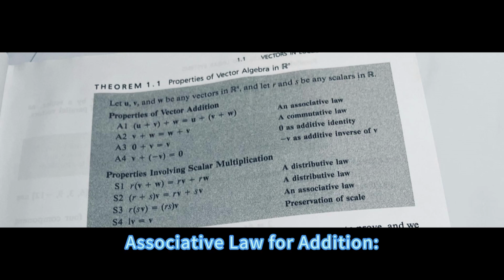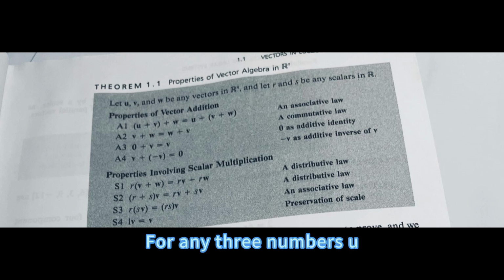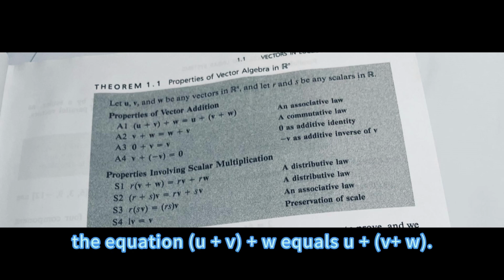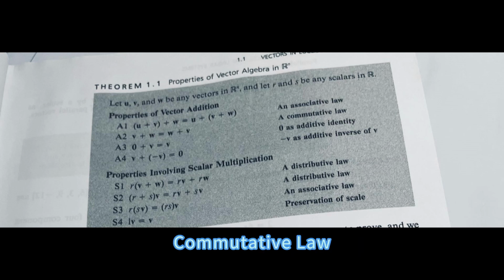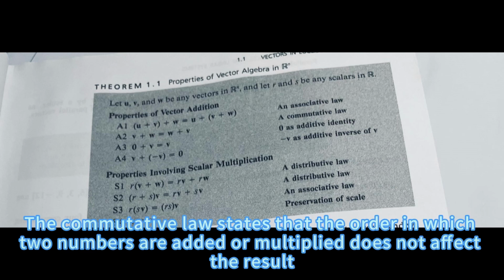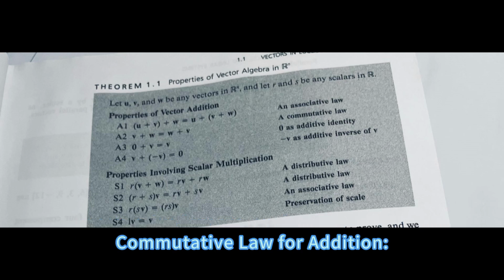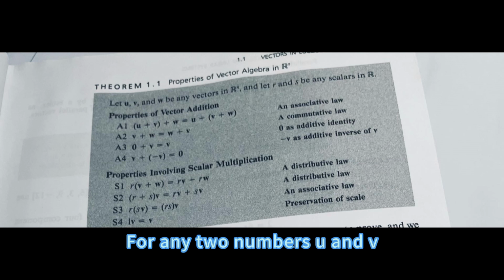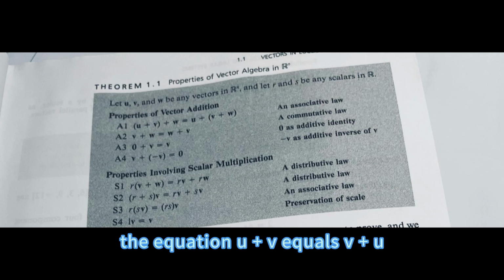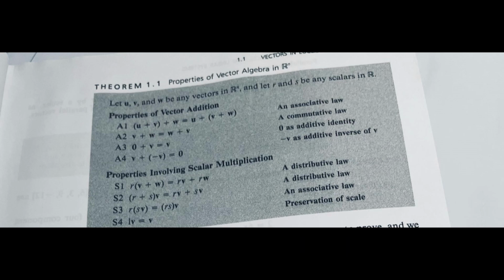Associative law for addition. For any three numbers u, v, and w, the equation u plus v plus w equals u plus v plus w. Commutative law. The commutative law states that the order in which two numbers are added or multiplied does not affect the result. Commutative law for addition. For any two numbers u and v, the equation u plus v equals v plus u. Additive inverse.